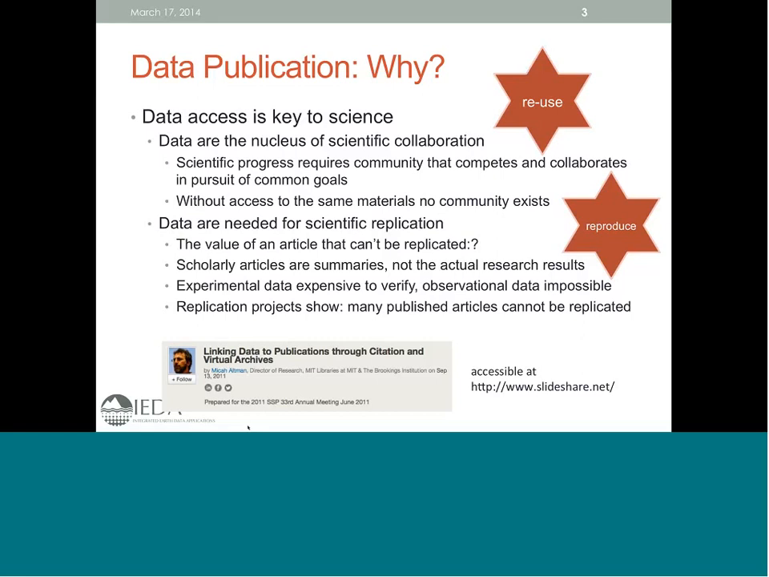And the second one is that data are clearly needed for scientific replication, and we know many examples for that. Micah here says that what is the value of an article if it cannot be replicated? But it's been shown, especially over the last few years as data publication has become such a big topic, that many published articles, the research results that are presented cannot be replicated because data aren't accessible or not in the right format, do not have the right metadata, and so on.